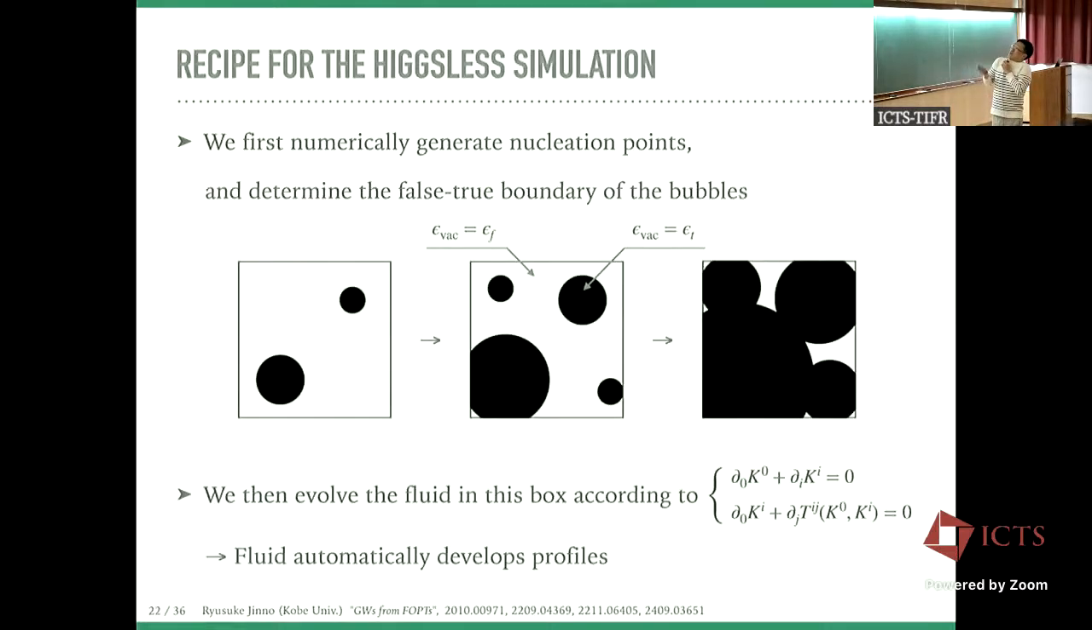And this is a bit more detailed explanation, the recipe for the Higgsless simulation. We first numerically generate nucleation points and determine the false-true boundary of these bubbles. We first fix this evolution without putting fluid on the lattice. And then we evolve the fluid in this box according to these two equations. Then the fluid starts to develop profiles.